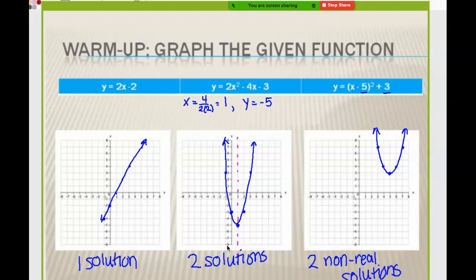So again, we have two solutions, one solution, and two non-reals. So over in that, for example, when the quadratic does not cross the x-axis, that is the case where you are going to get i's.